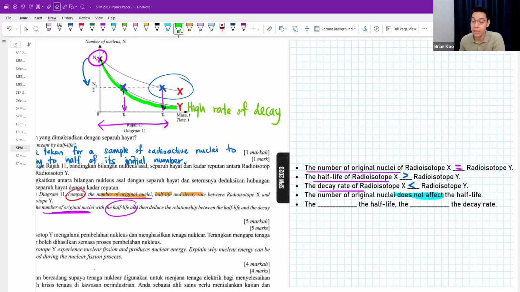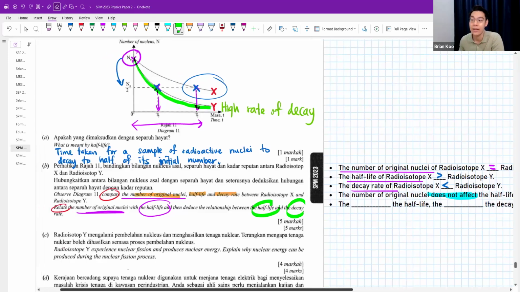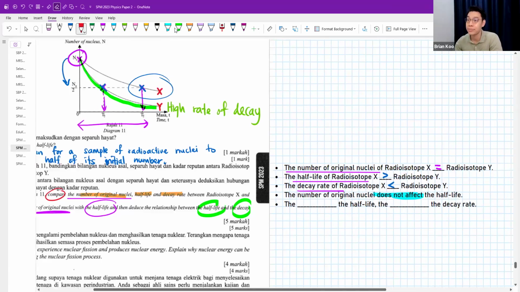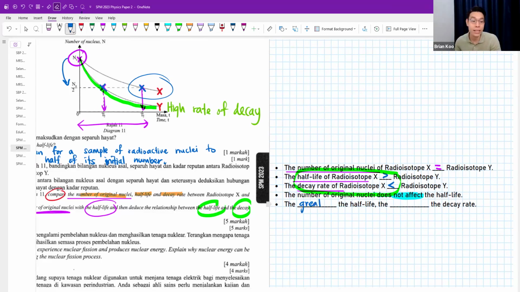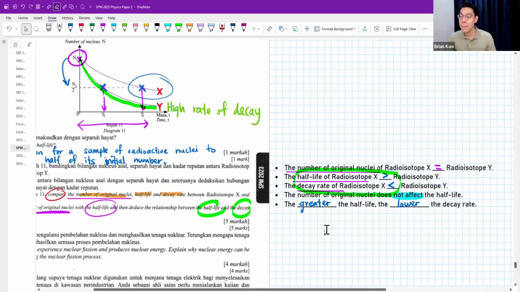Last one, deduce the relationship between half-life and decay rate. You can look at your answer here. Half-life for X is greater, decay rate of X is smaller. The greater, the smaller. One bigger, one smaller. The greater or the longer the half-life, then the lower the decay rate. Or as the half-life increases, the decay rate decreases. Also okay. For rate, I like to say lower or higher. You don't say faster or slower rate. We don't say that. Rate is always high or low.